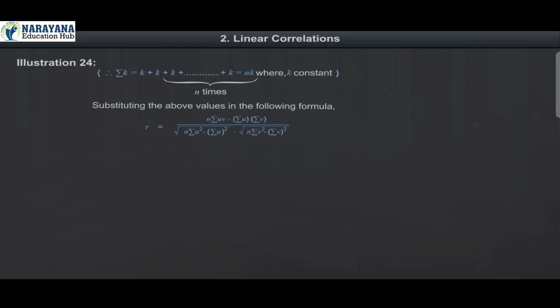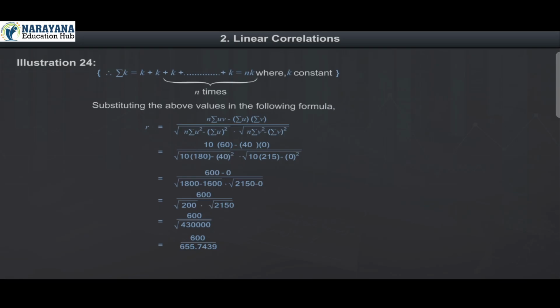v square minus sigma v whole square, is equal to 10 into 60 minus 40 into 0, divided by under root 10 into 180 minus 40 square, into under root 10 into 215 minus 0 square, is equal to 600 minus 0 divided by under root 1800 minus 1600 into under root 2150 minus 0, is equal to 600 divided by under root 200 into under root 2150, is equal to 600 under root 4,30,000, is equal to 600 divided by 655.7439, is equal to 0.9150. Therefore, r equals 0.92.